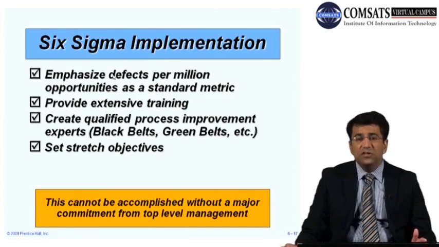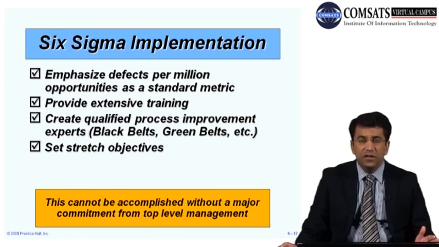So Six Sigma implementation is important, as we discussed, because it is directly related to the management of quality. It emphasizes defects per million opportunities as a standard metric. If we are able to apply the Six Sigma concept in our organization, we are able to avoid any sort of defects in our products and services. It provides extensive training. So how can we get this Six Sigma concept? Through training. We have to train our employees about quality management tools and the importance of quality management, in order to have this kind of environment within the organization.